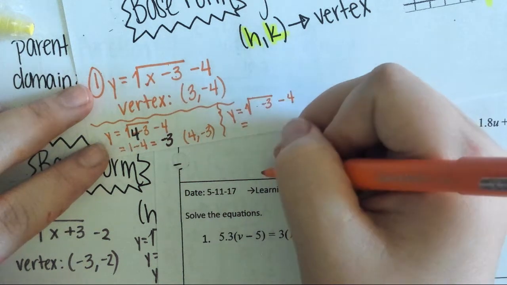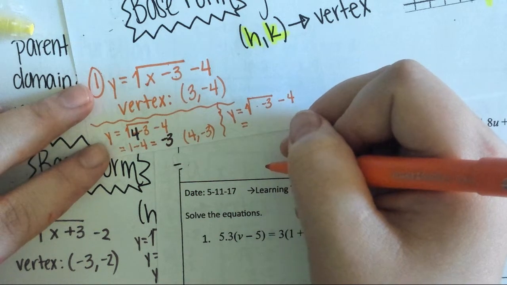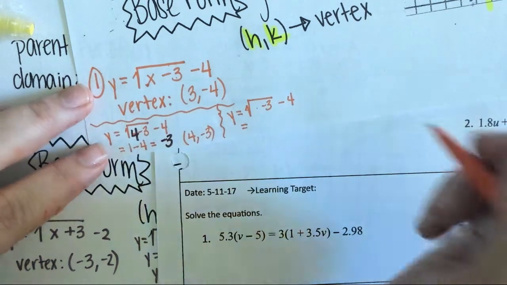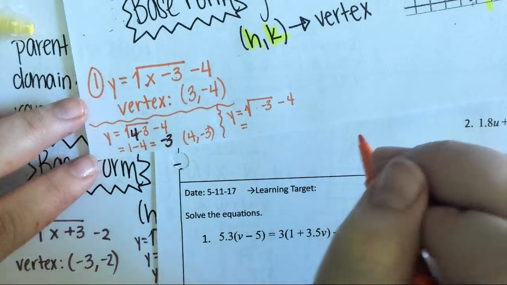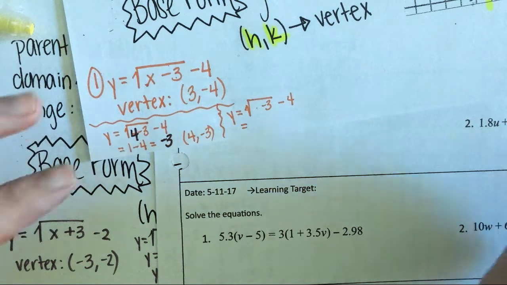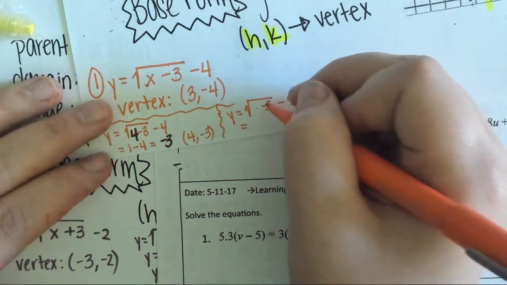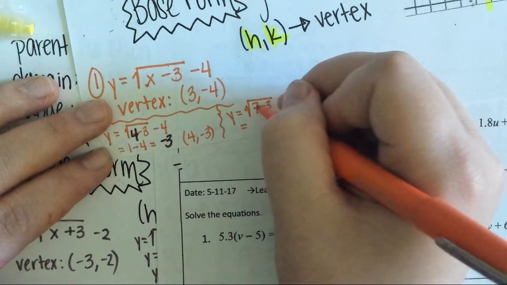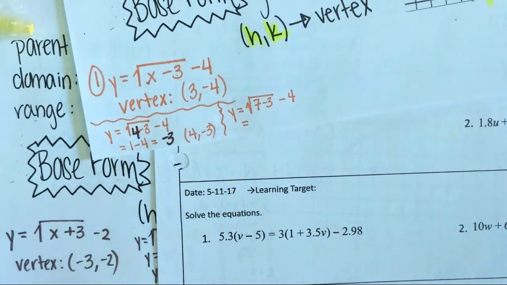We plugged in 39. 39 minus 3 would be 36. Square root of 36 is great. I'm thinking real low. Real low. Why don't I just tell you what I'm thinking? What if we plug in a 7? Why is a 7 a good number to pick?